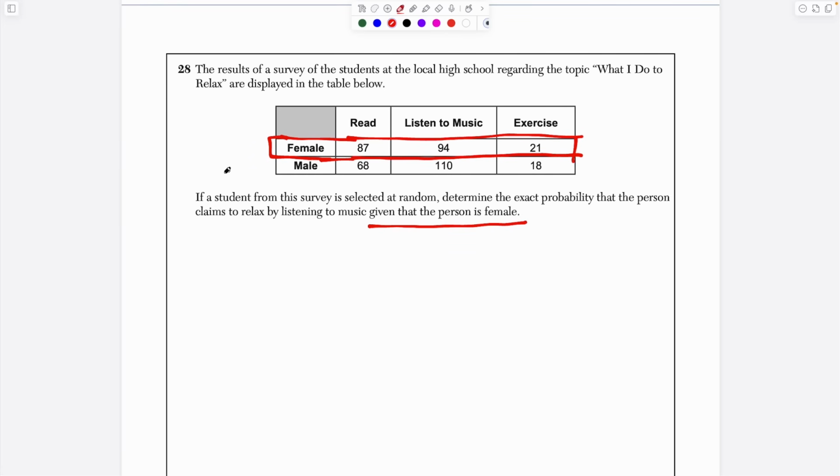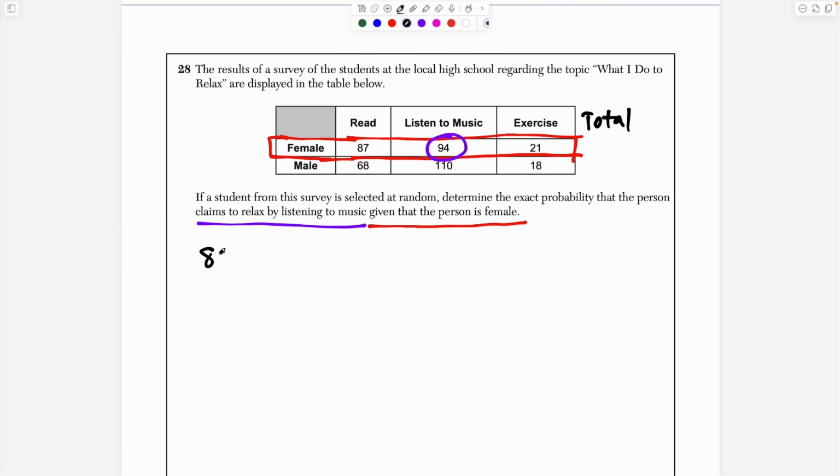And now I read this one more time. So we want to know the exact probability that the person claims to relax by listening to music. So claims to relax by listening to music, that's going to be this part here. However, once again, we are restricted to this row. So what we want to do here is find the total number of females. For this, I'm just going to add up 87 plus 94 plus 21.